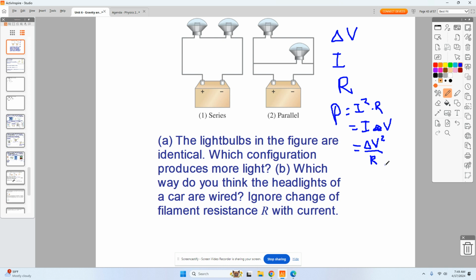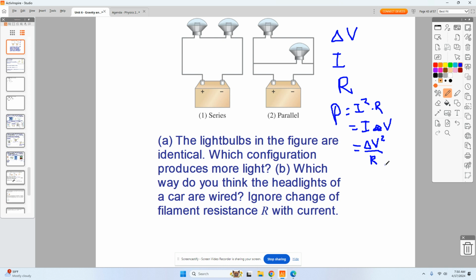So I would agree it's parallel. The question is, how much more power would you say that light bulb is getting than that one? If I were to compare their powers, give me a factor. Right? How much more power is being delivered to that light bulb than this light bulb? Take a moment, talk that over with the person that you're sitting next to.